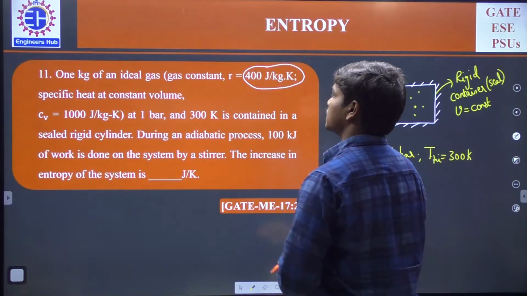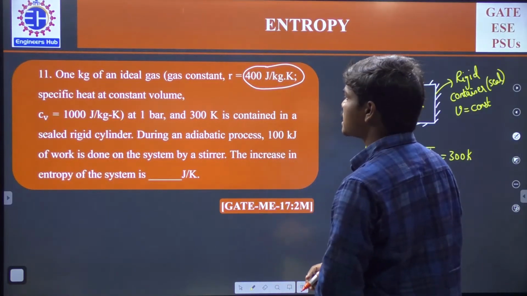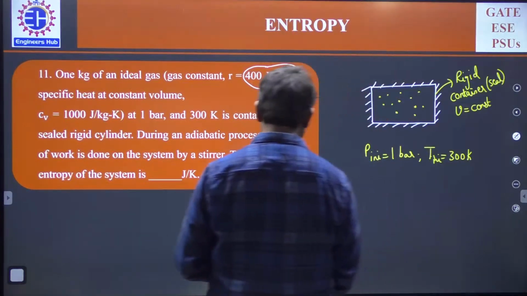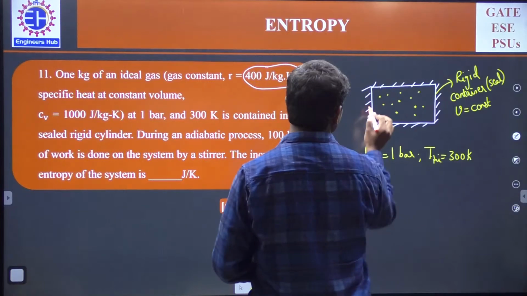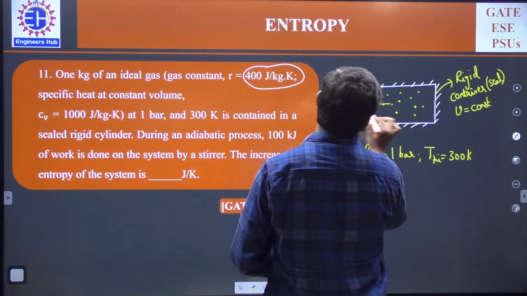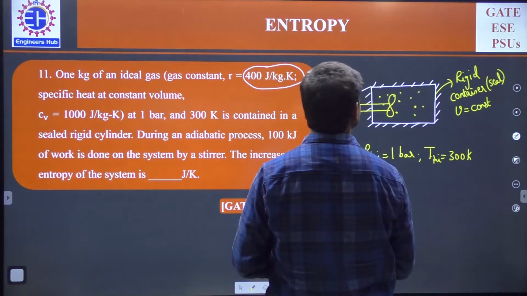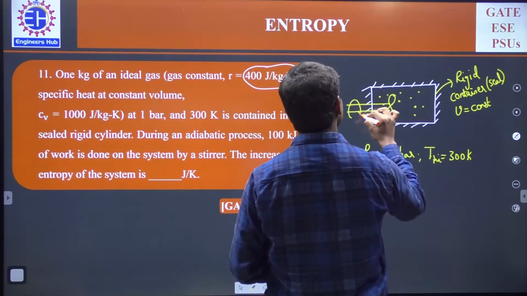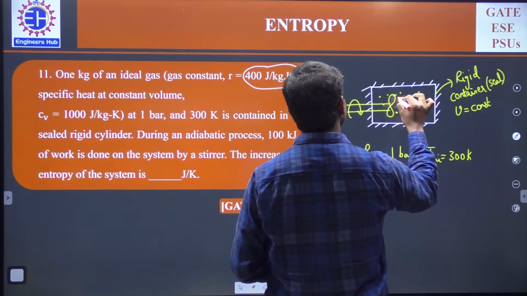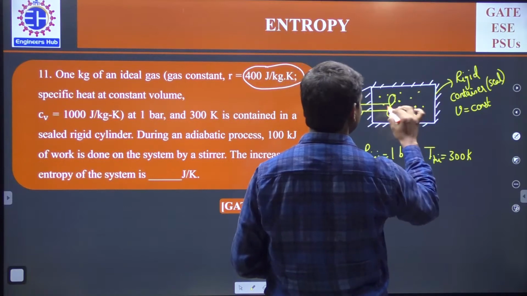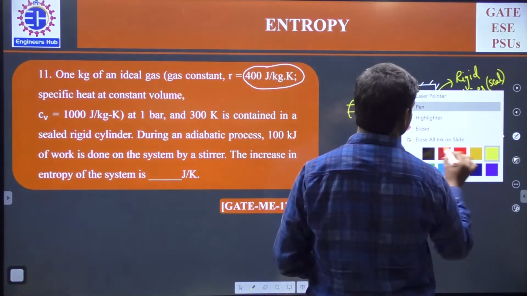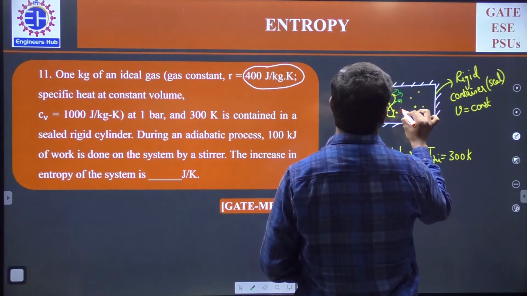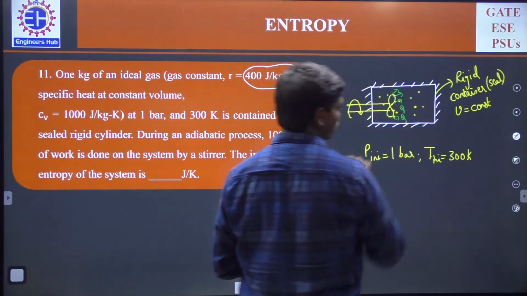Next, during an adiabatic process, 100 kilojoules of work is done on the system by a stirrer. If you see carefully, there is one stirrer within this. Whenever it is rotated, because of the friction that is present here, some portion of heat will get added to the system because of the friction between these two.